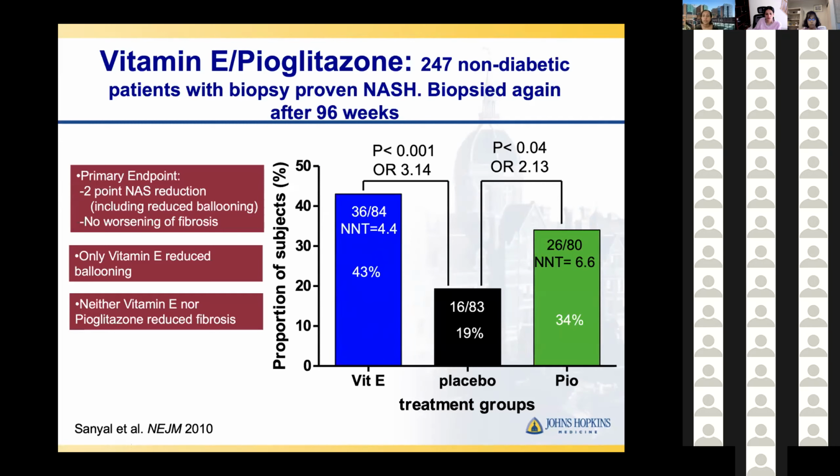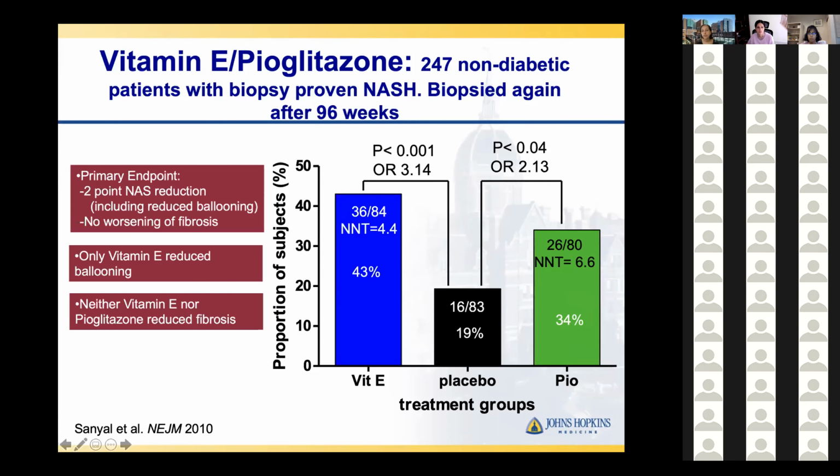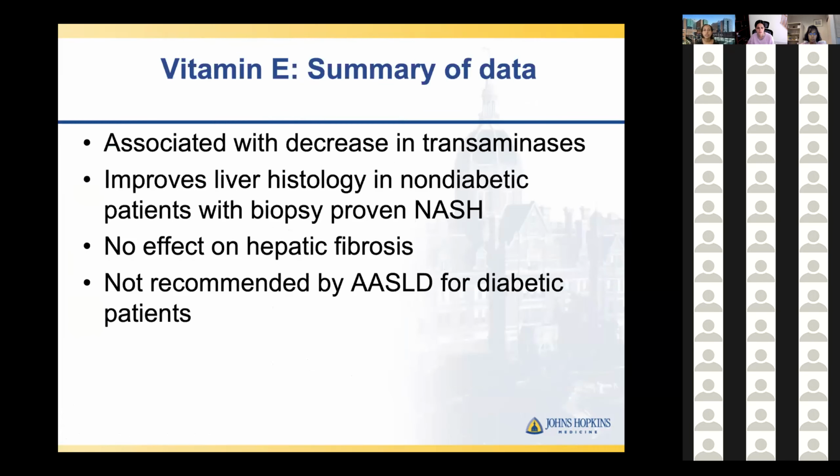So because of this, the recommendation is to consider the use in non-diabetic patients with biopsy-proven NASH. Pioglitazone did reduce inflammation. Both vitamin E and pioglitazone neither achieved the outcome of improvement in fibrosis. So that's important to realize. There was a decrease in inflammation, but no change in fibrosis, which is a limitation because we know that fibrosis is what leads to the morbidity and mortality in patients with NASH.